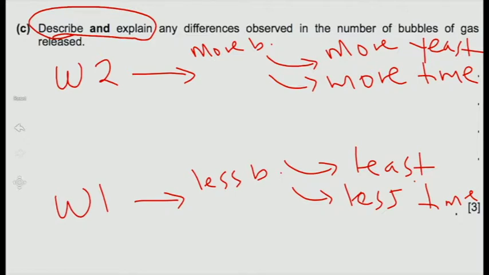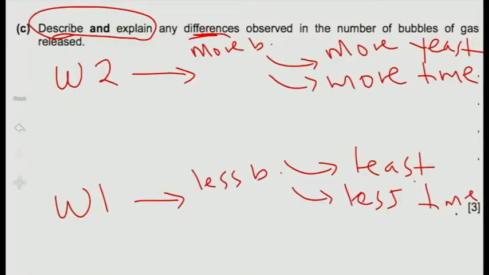So we've already mentioned 4 points, and 3 points were made here. Differences observed in the number of bubbles. Let's talk about the trend. Look at W1. We said there was 15, trial 1. Trial 2, 10. Trial 3, 5. How do you account for the decrease in the number of bubbles between trial 1, trial 2, trial 3? Those are the differences you have to account for. How do you explain those differences?